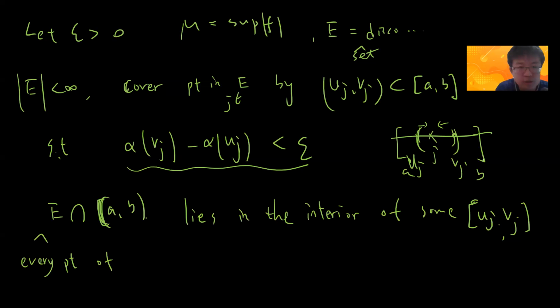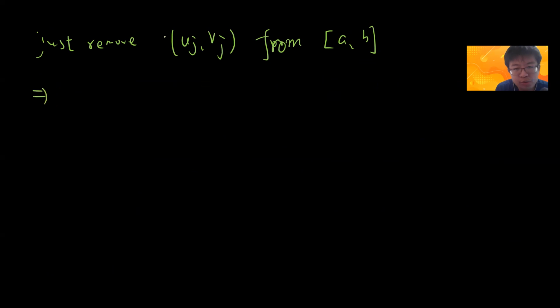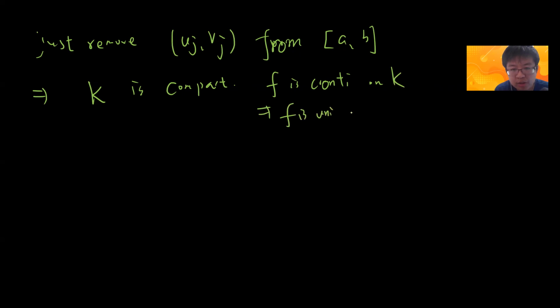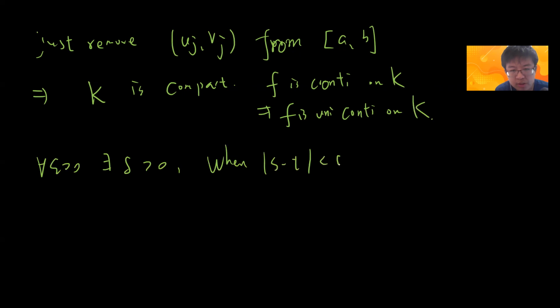Now I just remove these segments (u_j, v_j) from [a, b]. You remove some open intervals, so the remainder, say K, is compact. And I know that f is continuous on K, so f is uniformly continuous on K. That means for epsilon greater than zero, there is a delta greater than zero such that when |s minus t| is less than delta, |f(s) minus f(t)| is less than epsilon. Since we have this, we just take the partition.